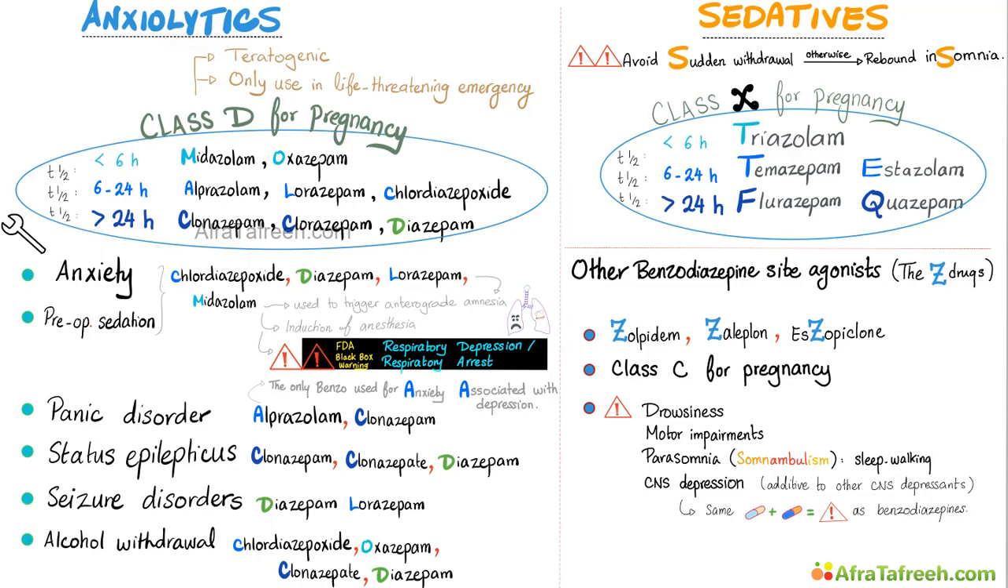Clinical uses, they are called anxiolytic, so anti-anxiety, and pre-operative sedation. The freaking anesthesiologist wants me to calm down before surgery. Benzodiazepine. What are the benzos that you can use for anxiety and pre-operative sedation? Chlordiazepoxide, diazepam, lorazepam, and midazolam. Midazolam can be used to trigger anterograde amnesia, induction of anesthesia, and it has a freaking FDA black box warning. It can cause respiratory depression and respiratory arrest. Lorazepam can also trigger anterograde amnesia.